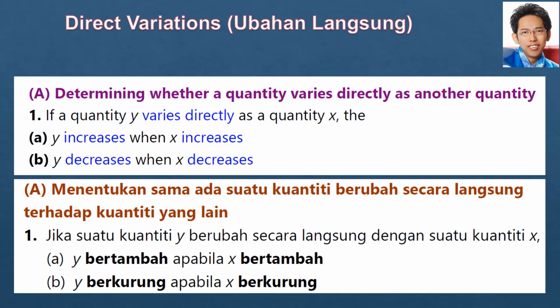Okay, so now the first thing is for direct variations, ubahan langsung. So there are two quantities. Okay, if y varies directly as a quantity x, so maksudnya jika y berubah secara langsung dengan x. Okay, kita tengok.